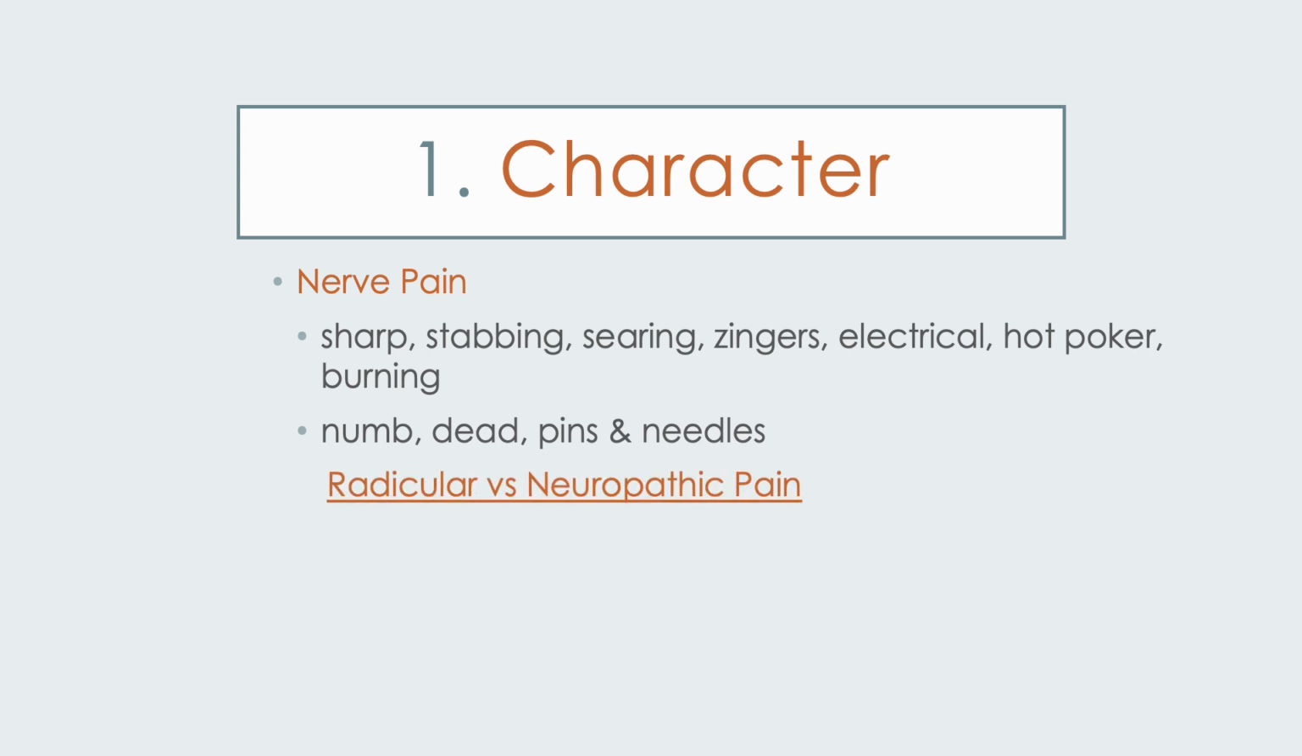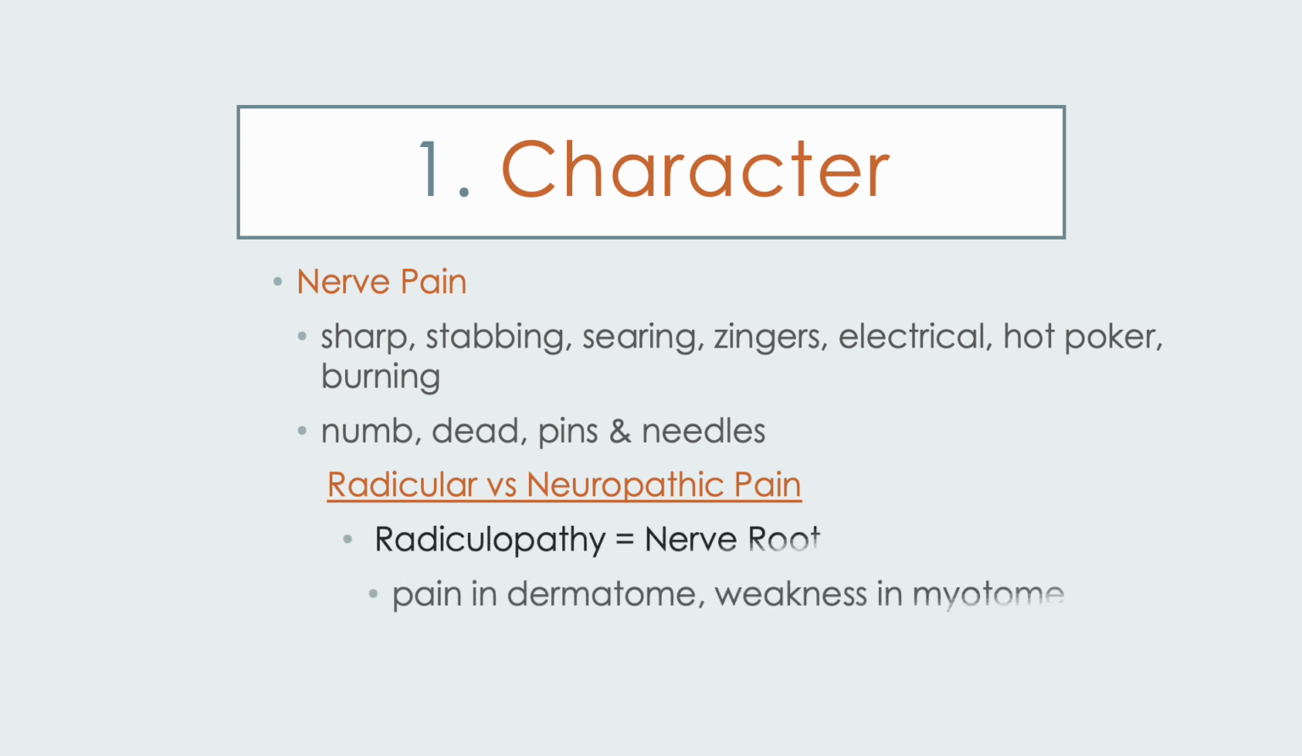How do you differentiate radicular from neuropathic pain? Radiculopathy is a lesion of a specific nerve root. For example, a lesion of the L5 nerve root before it enters the lumbosacral plexus, such as foraminal compression by a herniated disc. The patient will experience pain in the dermatome, weakness in the myotome, and a reduction of the tendon reflex associated with the L5 nerve root.